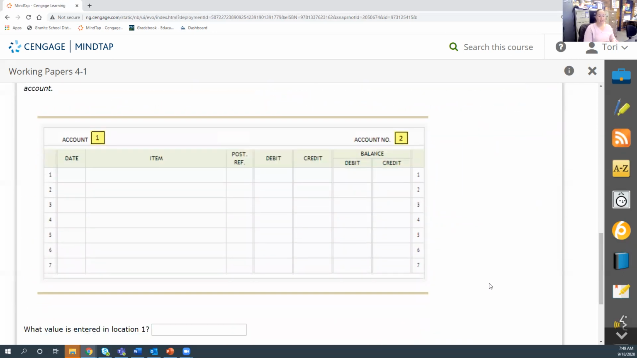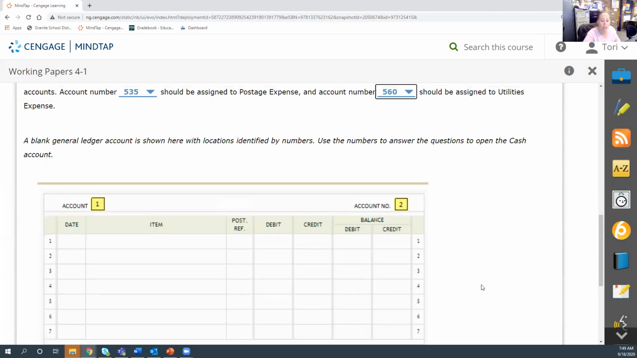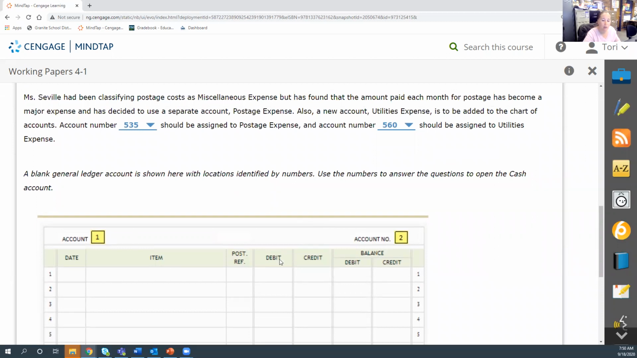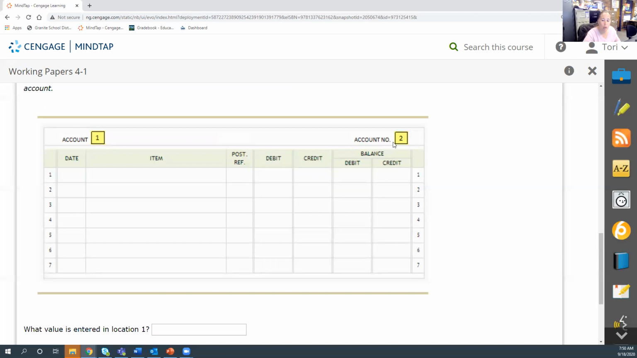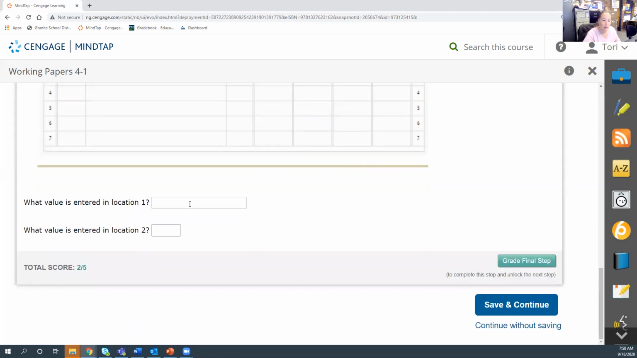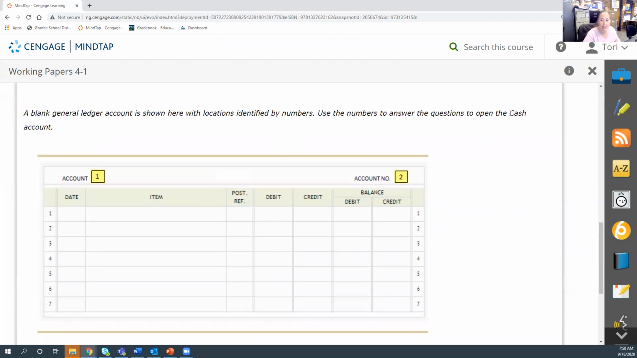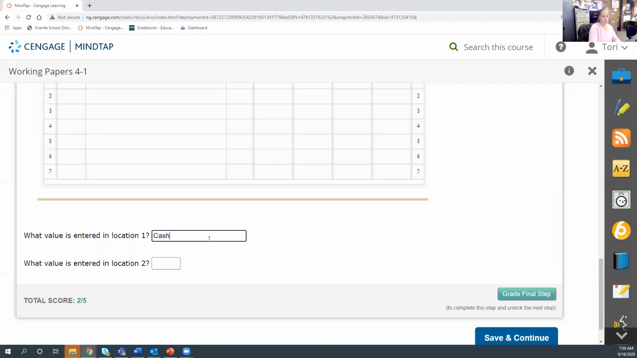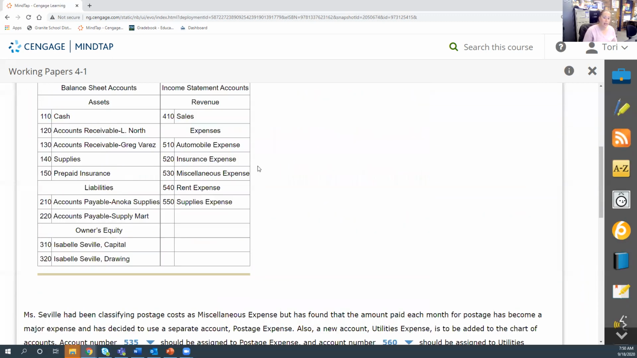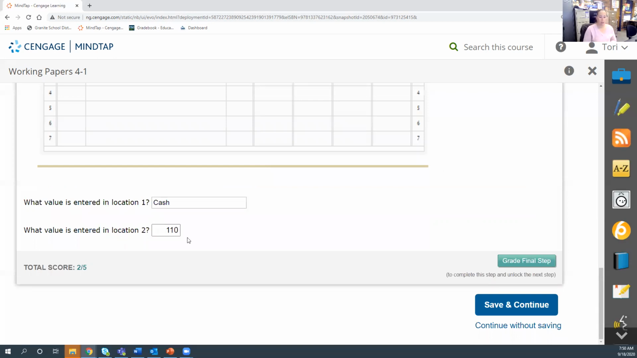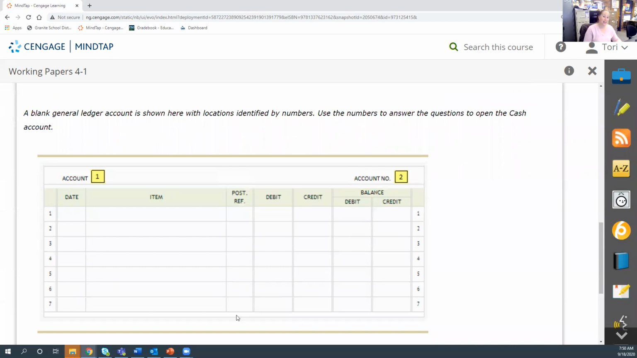All right. And then this is going to introduce us to chapter 4, which is called the ledger. And this is where this information will go. We would put the account title in the account, and we would put the number over here on account 2. All right, so the value entered for location 1, we're going to identify it as cash. And what would be our account number? Well, you can look up top here, and it was 110. So that's going to be in column 2. So we're now setting into our ledgers. And this is a big introduction to what we are going to be doing in the next 2 sections. So if you need help, let me know, and we'll go from there.